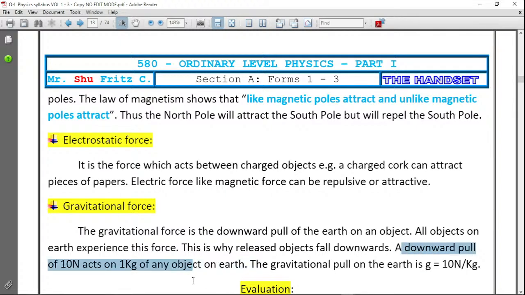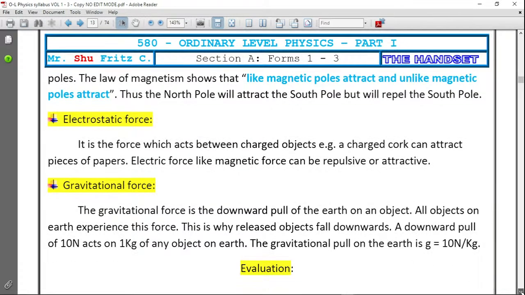A downward pull of 10 newtons on 1 kilogram of any object on Earth. It's an example of this. So the gravitational pull on Earth is 10 newtons per kilogram. They can ask, what does this mean? It means that an object of 1 kilogram experiences a gravitational pull of 10 newtons.